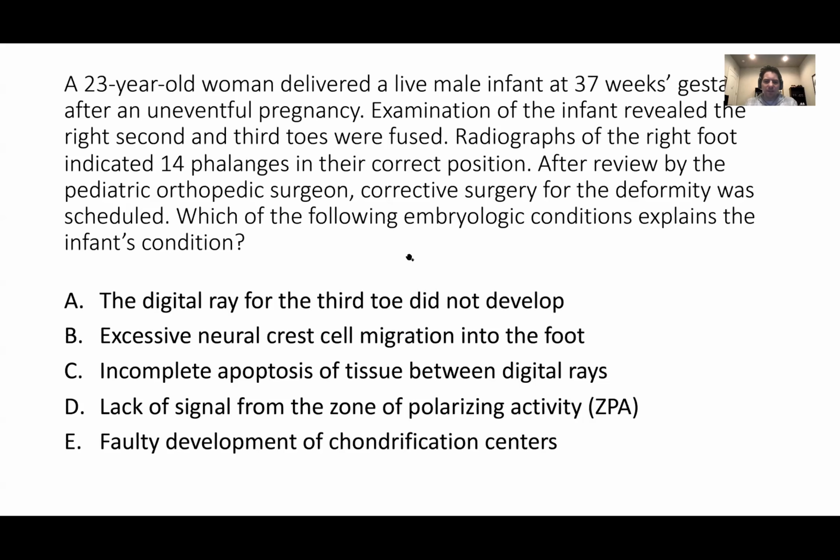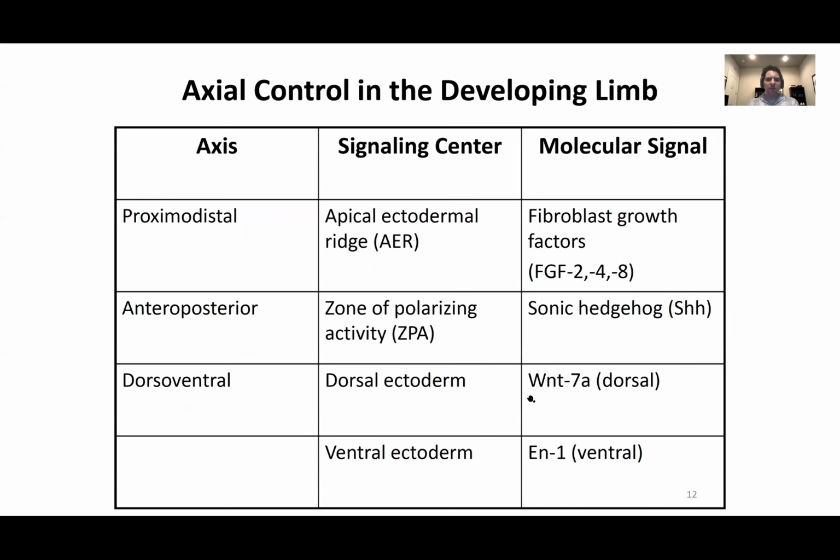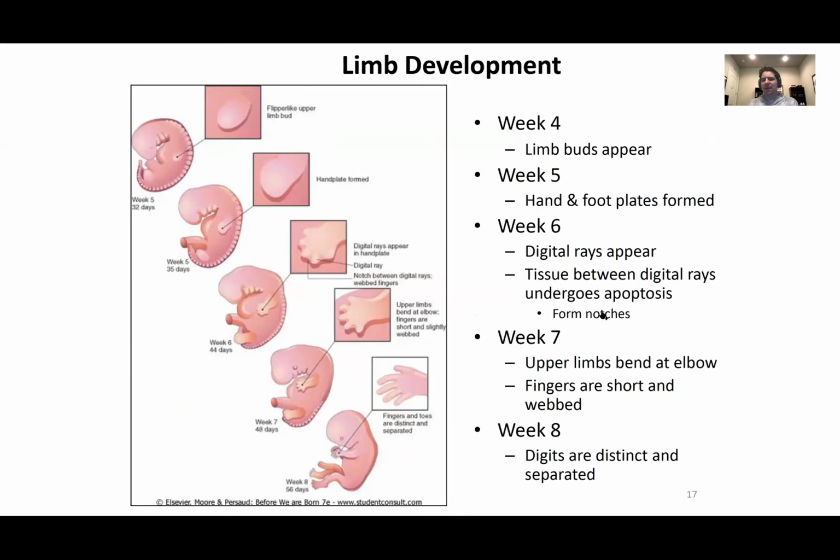All right, good. So we kind of mentioned this earlier, this incomplete apoptosis of the tissue between the digital rays. So that's going to be the important point. So this is classically called syndactyly, right? The combination or the joining of two digits, syndactyly. So you see here, this primarily has to do with this zone of polarizing activity, which we mentioned here, which has to do with Sonic Hedgehog.